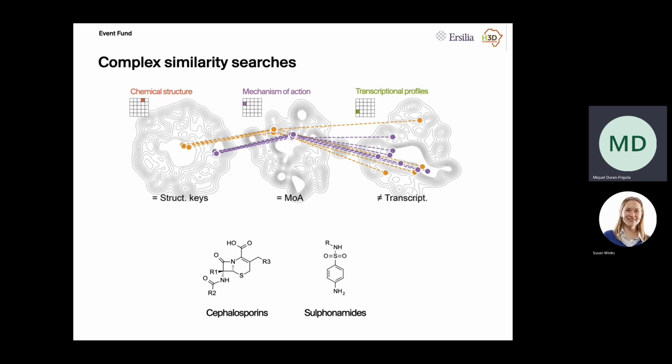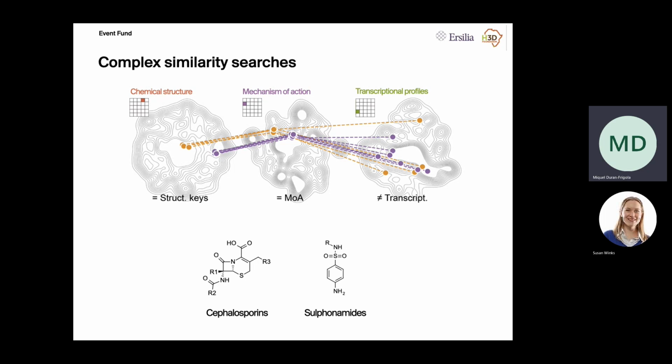We can plot them in the chemical map first. And indeed, all cephalosporins are nearby. All sulfonamides are nearby. They indeed have the same mechanism of action when we look at them in the map that corresponds to the mechanism of action of the chemical checker.